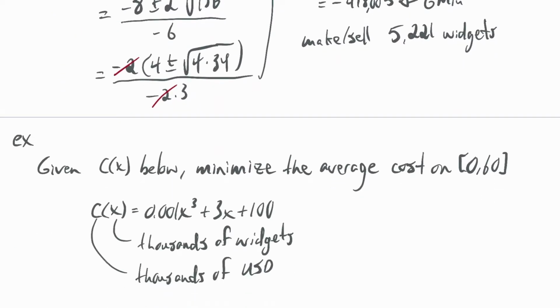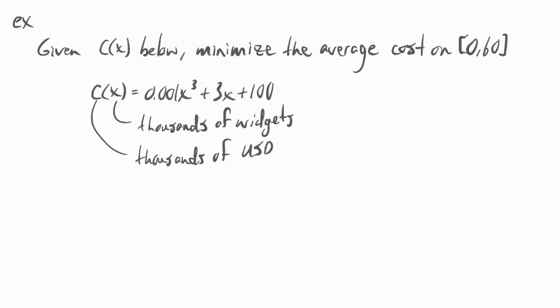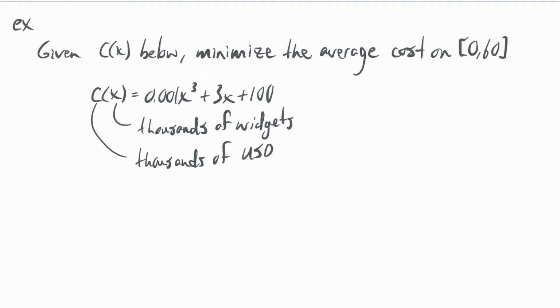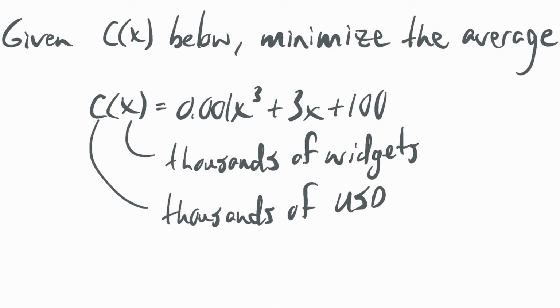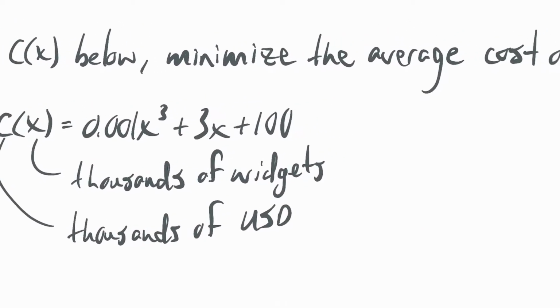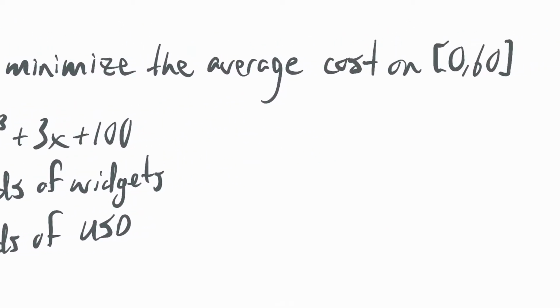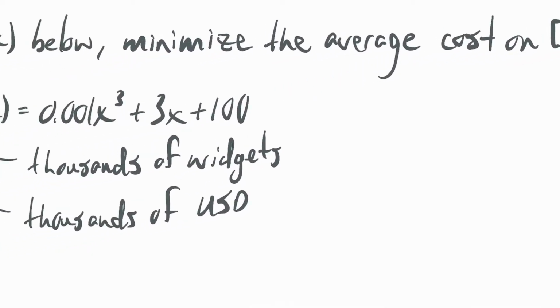Let's do a variation on this. So given C of x below, this is a cost function. Minimize the average cost on the interval 0 to 60. C of x equals 0.001 x cubed plus 3x plus 100. X is in thousands of widgets, and C of x is in thousands of US dollars, okay? So what the interval is saying is that we have to make at least 0 widgets, and we can't make more than 60,000 widgets. Makes sense?